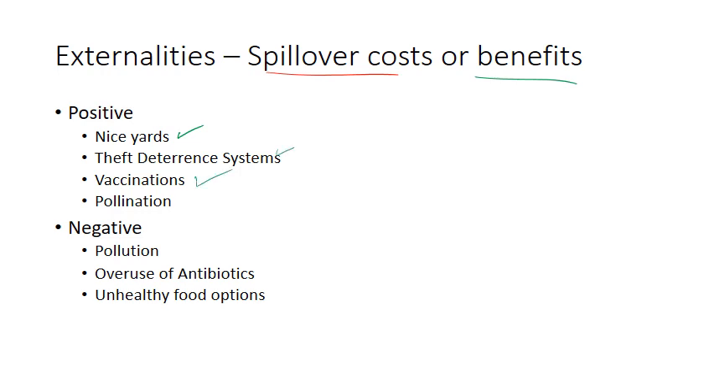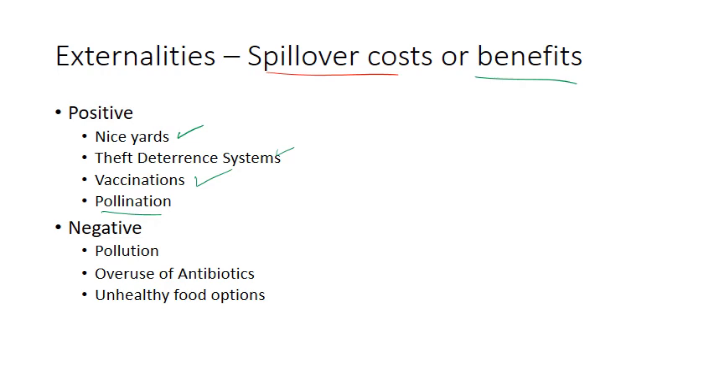Vaccinations. When you get vaccinated, you actually make it less likely for everyone around you to get sick, but they didn't help you pay for your vaccination. It's a spillover benefit for them. When somebody keeps a bunch of bees, they're going to pollinate crops, do nice things for the environment. Once again, you didn't have to help pay for that.